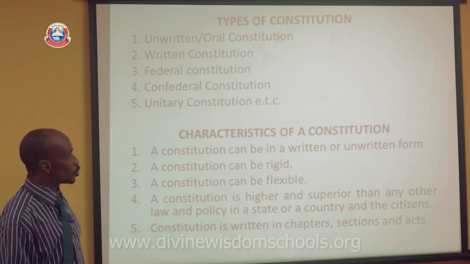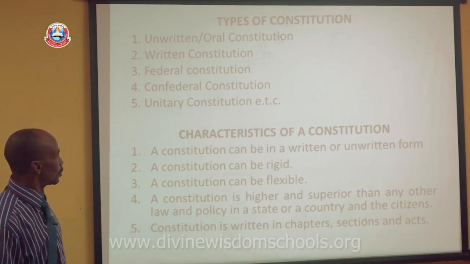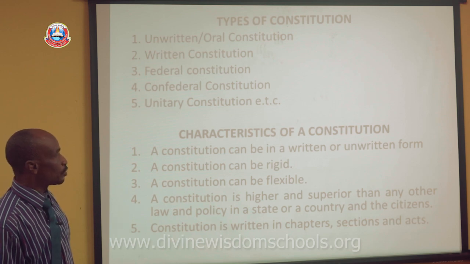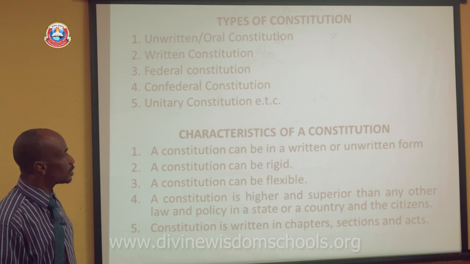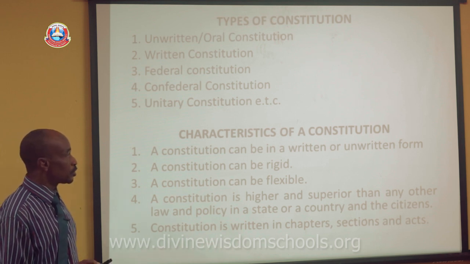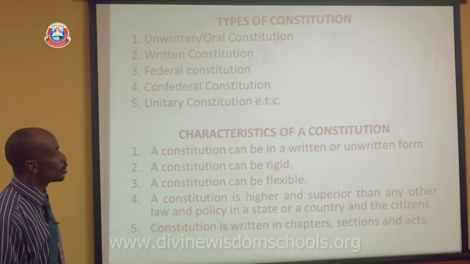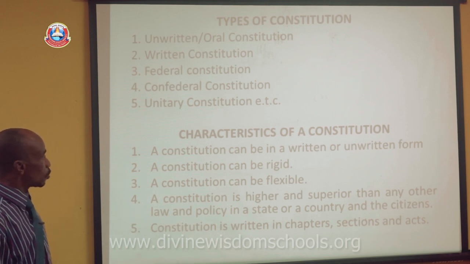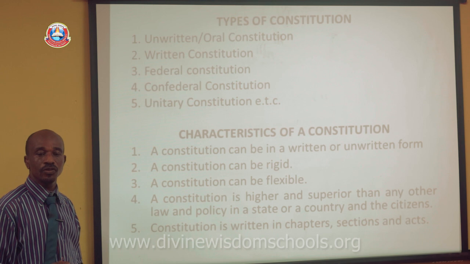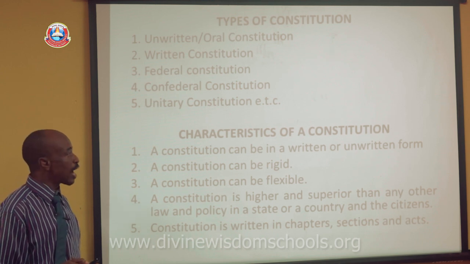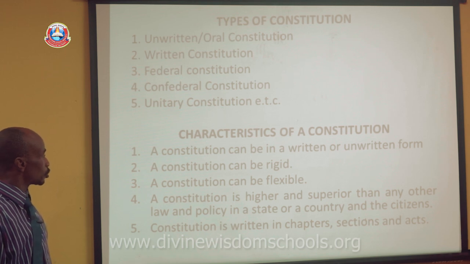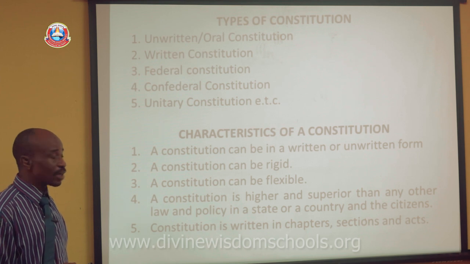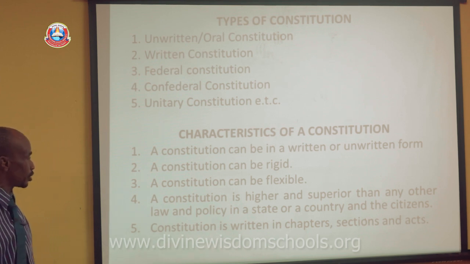Characteristics of a constitution. A constitution can be in a written or unwritten form. As I said earlier, if it is documented, it's in a written form. If it's oral or verbal, it's unwritten constitution. A constitution can be rigid, very tough. You find it difficult to amend or make any changes. That type of constitution is termed rigid constitution. A constitution can be flexible, a type of constitution that you can easily make amendment or change anything in it.